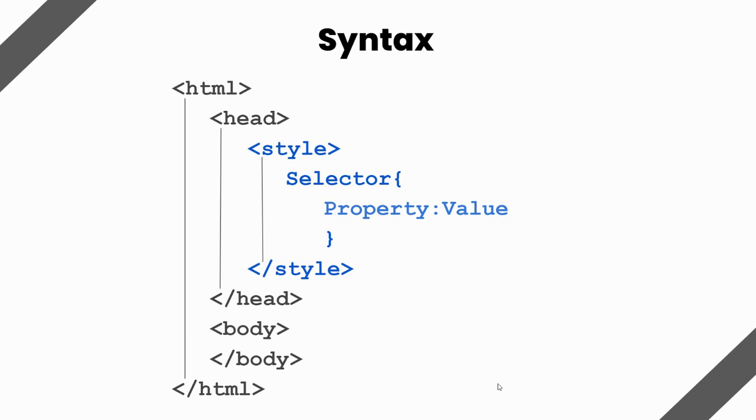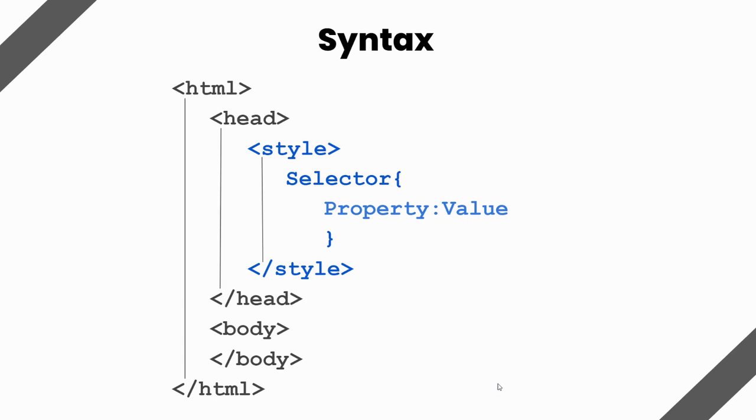Yeah, so like I said earlier, the style tag is within the head tag. So this is a basic syntax of how it would look on the editor. As you can see, we have the HTML tag, which is the highest in the hierarchy of tags, and every other tag comes within the HTML tag. Next, you have the head tag and the body tag.